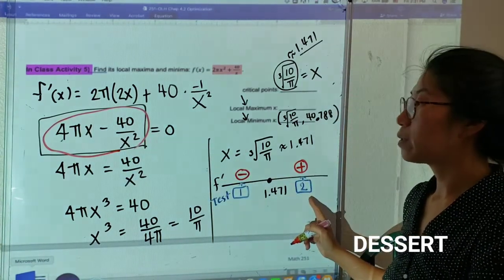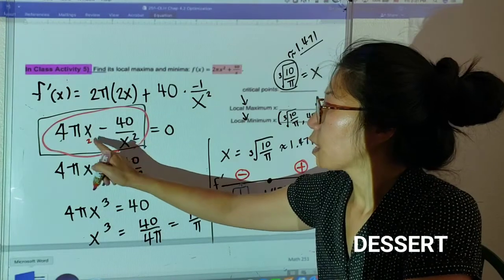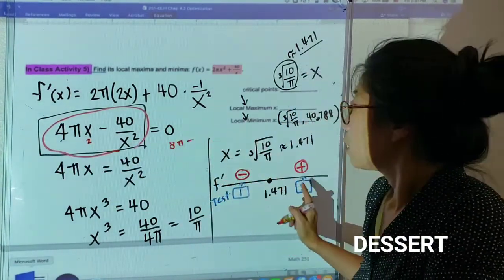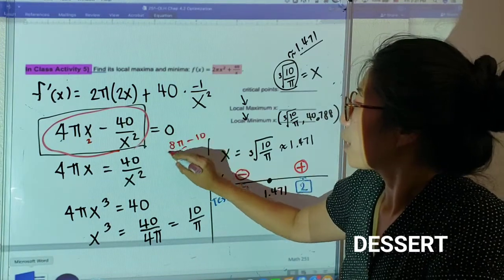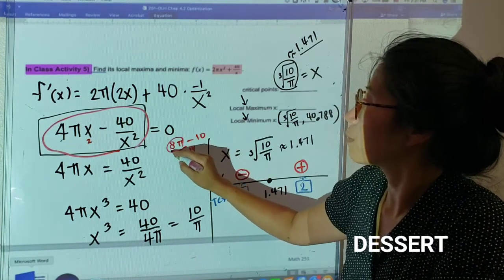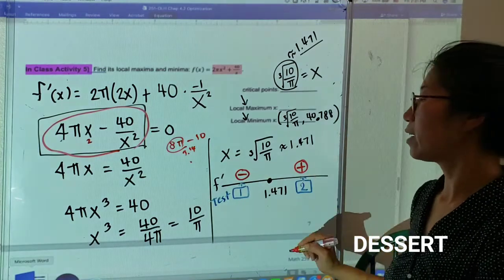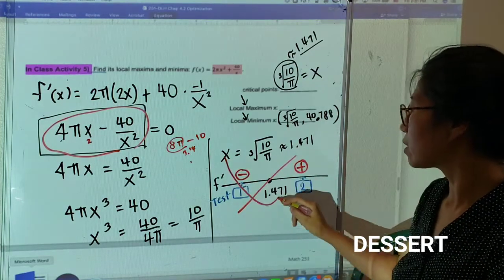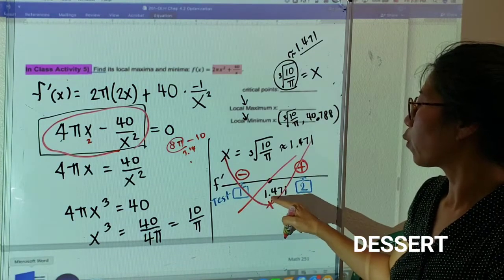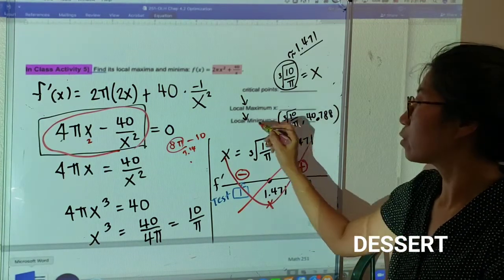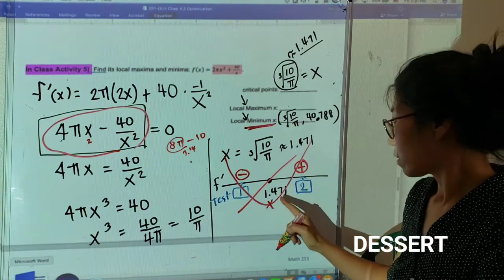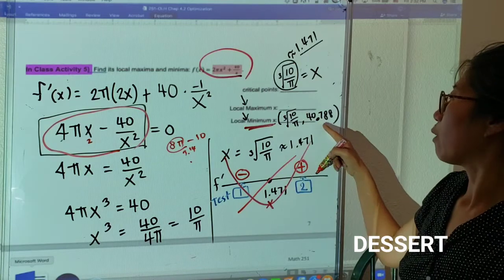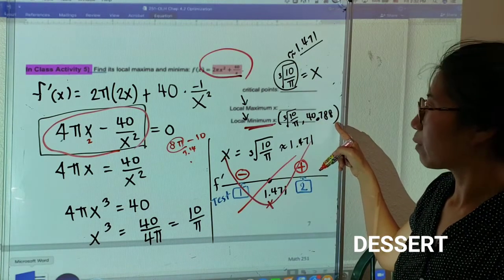And then for the next one, I plug in 2. So plug in 2 here. That's going to be 8 pi minus, if you plug in 2, that's going to be 10. But 8 pi is going to be 3.14 times 8. So that will be positive, right? So my first derivative graph shows negative to positive. That means decreasing and increasing. So what does the 1.471 indicate? That has to be a local minimum. So that's a local minimum. I plug that value into the original function. Then I got about 40.788. That's how I got my values.